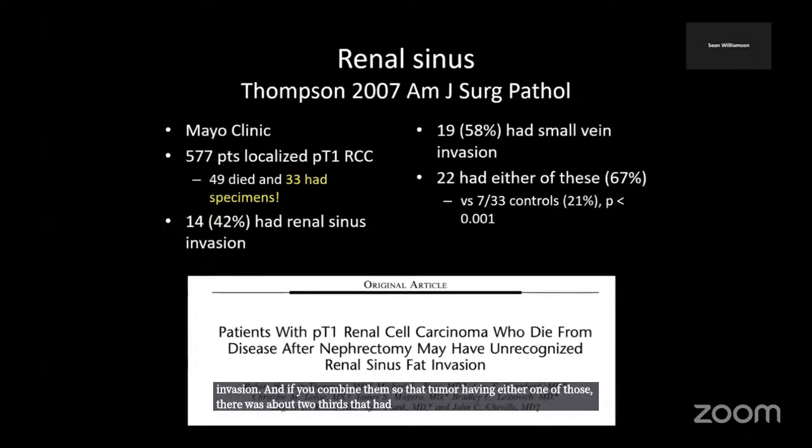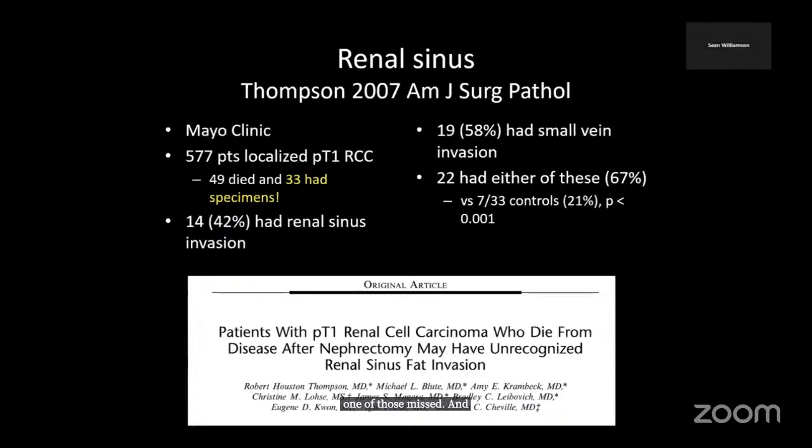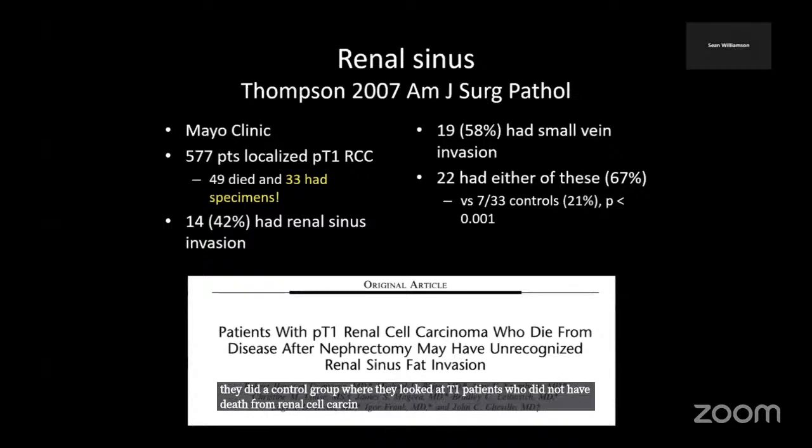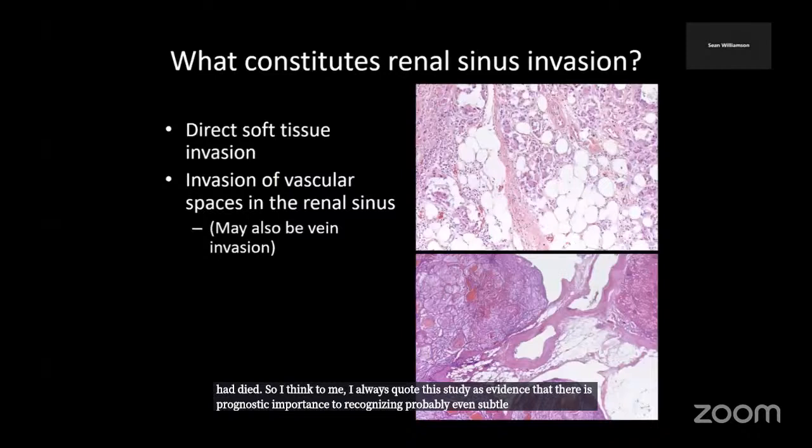of those missed. And even more impressively, they did a control group where they looked at T1 patients who did not have death from renal cell carcinoma. And there was some undiagnosed invasion in those patients, 21%, but that was significantly different than the patients who had died. So I think, to me, I always quote this study as evidence that there is prognostic importance to recognizing probably even subtle renal sinus or vein invasion.